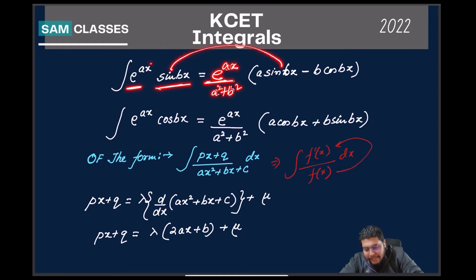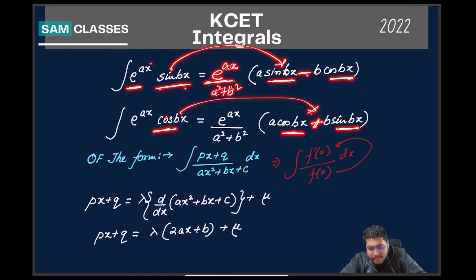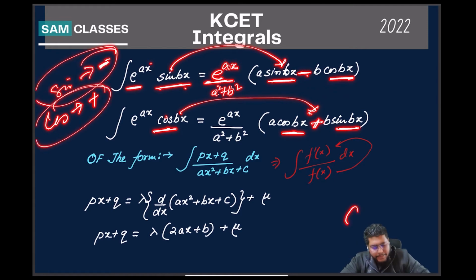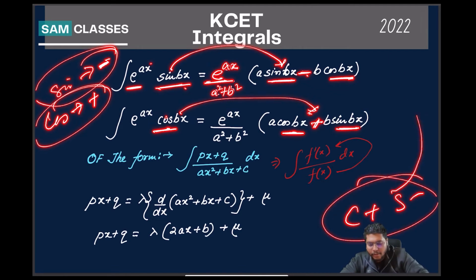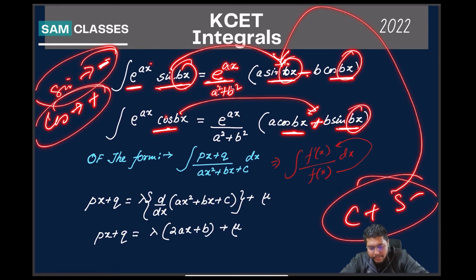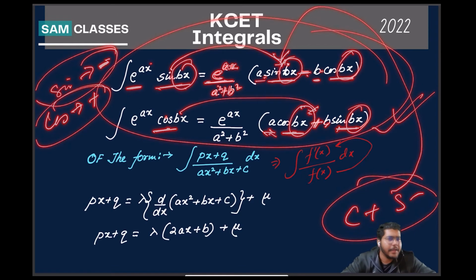Now whenever you have sine, sine bx will come first, then cos bx and a minus will come. When you have cos, cos will come first, sine will be there, but a plus will be there. With cos plus, with sine minus. So mug it up: cos plus, sine minus, cos plus, sine minus, clear? So c plus, s minus, you can remember. bx will come, a will be the coefficient, a and b. So you can mug it up like this also. Okay. Clear. Very simple. Nothing is there.